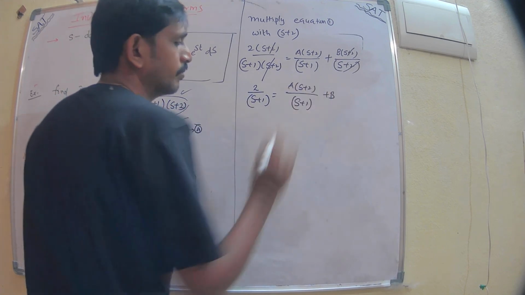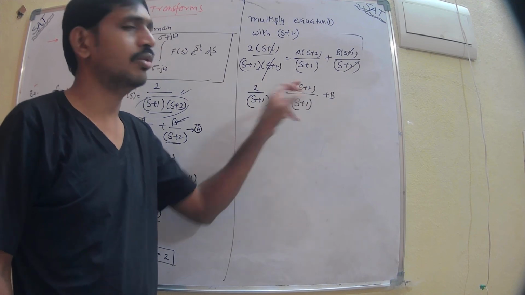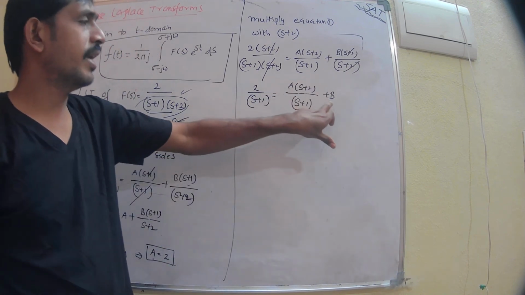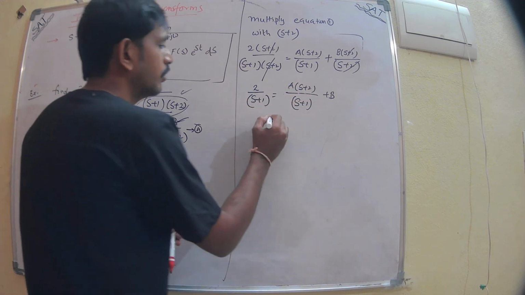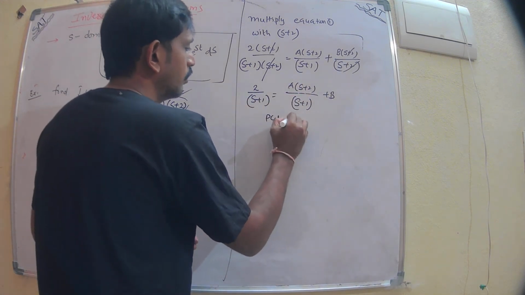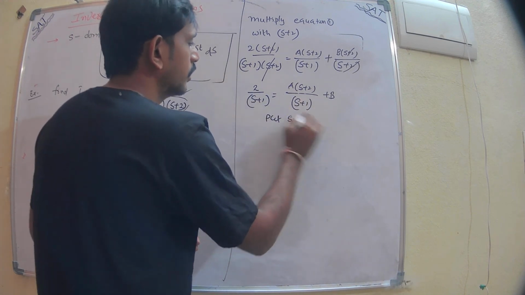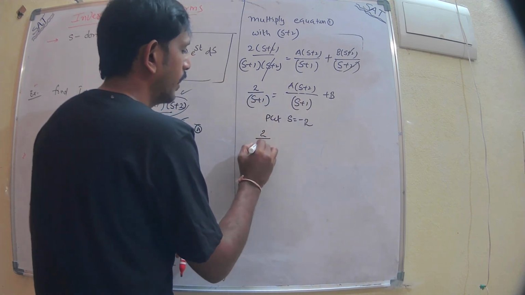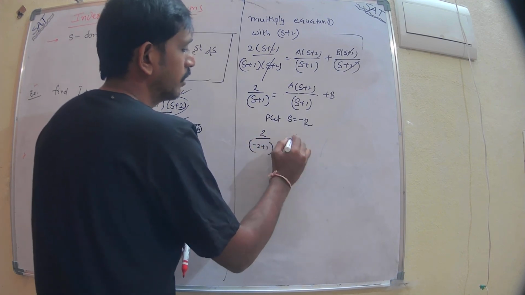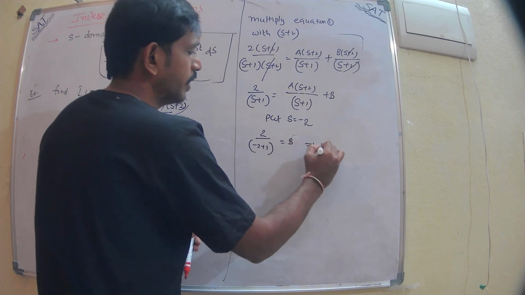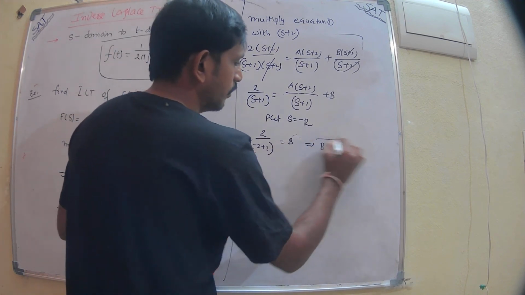Therefore 2 by (s plus 1) is equal to A into (s plus 2) by (s plus 1) plus B. To isolate the B value, I can substitute s is equal to minus 2, because then the A term is 0. Sorry, s is equal to minus 2. So 2 by (minus 2 plus 1) is equal to B, that is 2 by minus 1, so B is equal to minus 2.